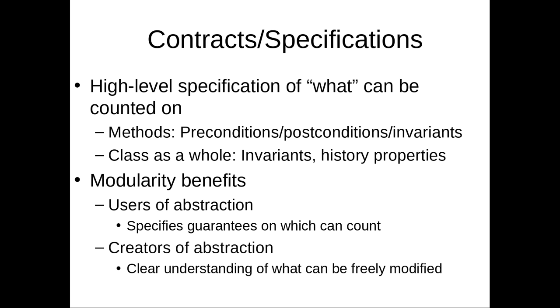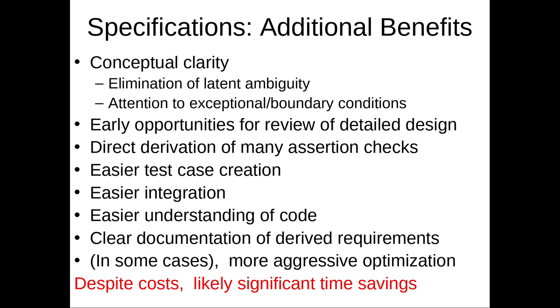So modularity and contracts and specifications give benefits, but they offer a lot of other benefits. Conceptual clarity, early opportunities for review of the detailed design. If you share these things out, people can see what these components guarantee. You can directly derive many assertion checks, right? If there's a precondition for a method, inside the method it can do an assertion check as a sanity check. Even better for a postcondition, it can confirm that the postcondition is true at the end. Just want to make sure we achieved what we've promised in the postcondition.